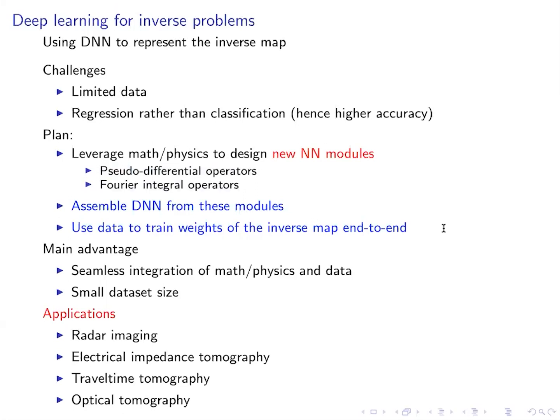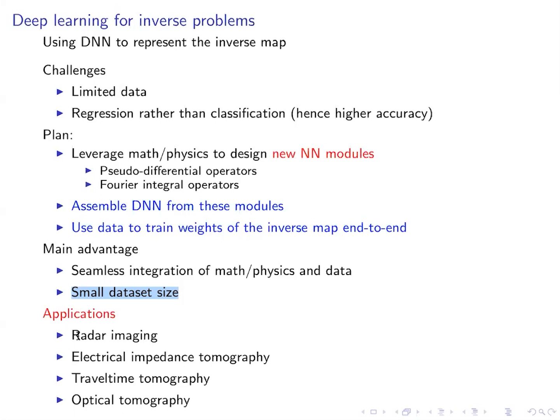Now, the main advantage of this approach is that, first, we have a seamless integration of mathematics, physics, and also the data. So math and physics are used to design the architecture of the neural network, and the data is used to decide the parameters. Okay, they help each other. And because of this, sometimes we're able to get by with small data size. As I mentioned earlier, one of the main problems is the limited amount of data we have for inverse problems. With this better architecture motivated by physics and mathematics, even with small data size, we're able to solve some of the problems fairly accurately.